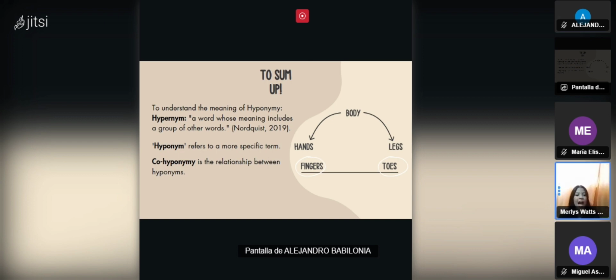Well, to sum up, exploring the meaning of hyponym allows us to delve into the complexities of language, breaking down words into broader categories, hypernyms, and more specific terms, hyponyms. A hypernym encompasses a group of other words, while a hyponym refers to a more specific term. The relationship between hyponyms is known as co-hyponymy. Understanding this relationship not only enriches our appreciation of language, but also improves our communication skills by allowing us to express ideas in a more precise and detailed manner.